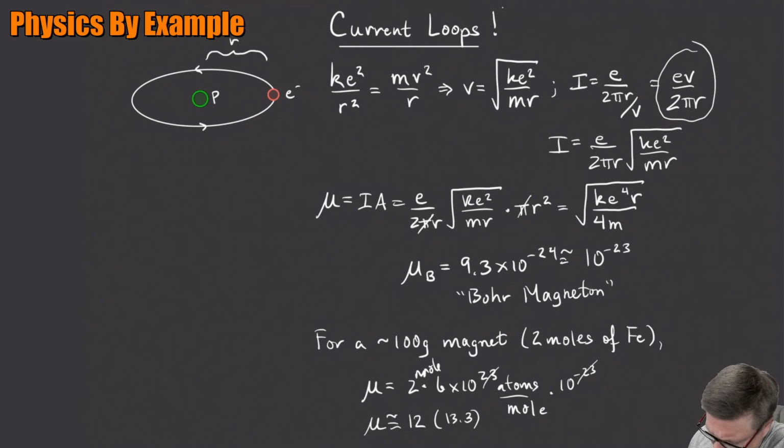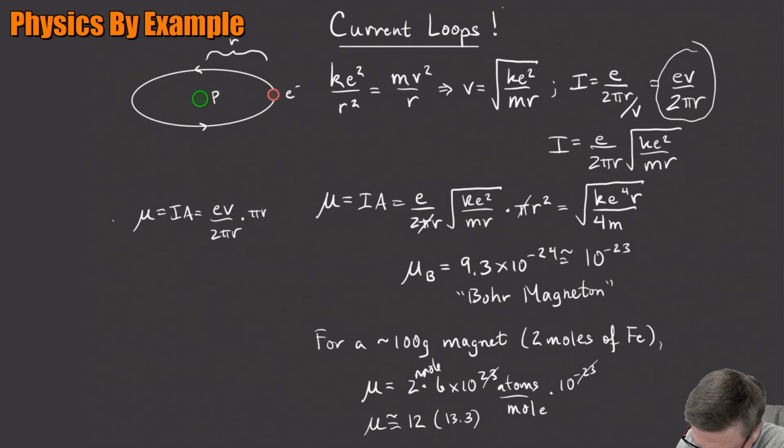So let's look at this mu. Mu was equal to I times A, and we said that that was E V over 2 pi r times pi r squared. Well, the pi's go away. Let's not plug in the v. Let's just look at it with the v in there like this. So this is just going to be E V R over 2.